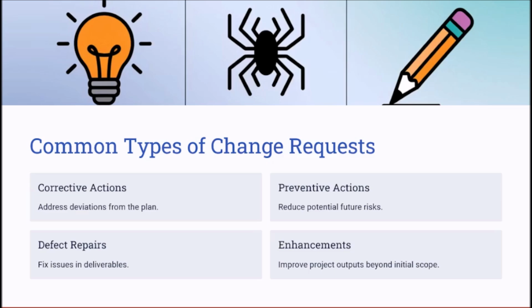For example, in a manufacturing project, if a production defect is found, a defect repair request may be submitted to modify the design. Alternatively, if a risk is identified where a component may fail in extreme temperature, a preventive change request can be made to use more durable materials to prevent this failure.